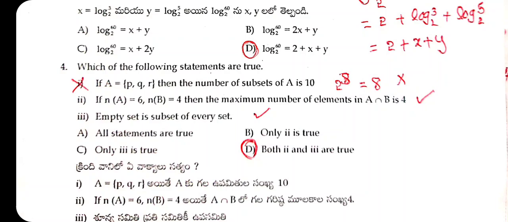Next, every empty set is a subset of every set. It is also true. So the second and third statements are true. So the answer is D.